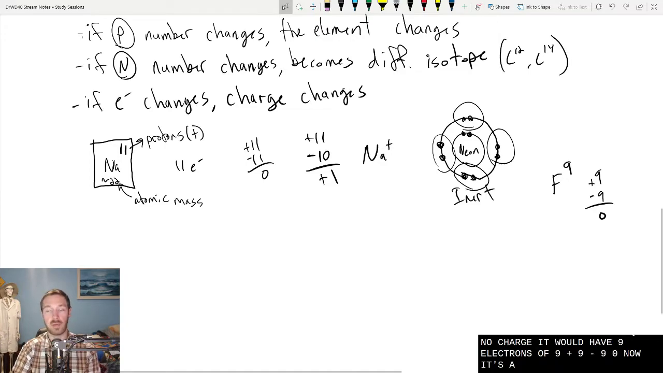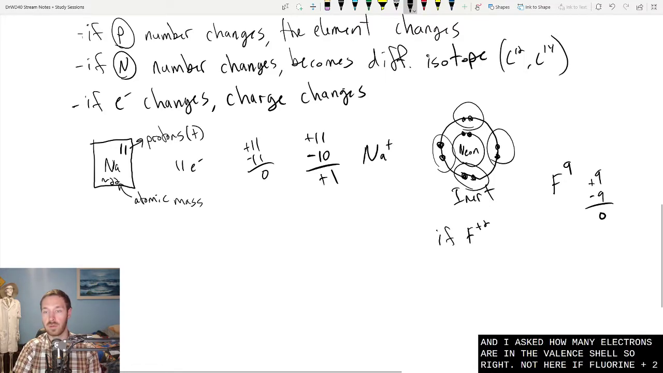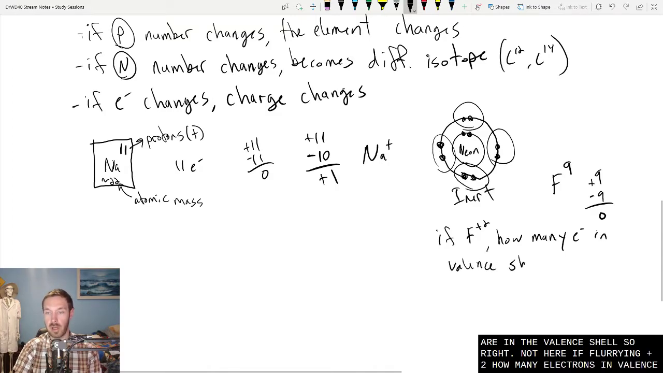Now let's say I give you a fluorine atom with a charge of plus 2. And I ask how many electrons are in the valence shell. So I'll write that down here. If fluorine plus 2, how many electrons in valence shell?